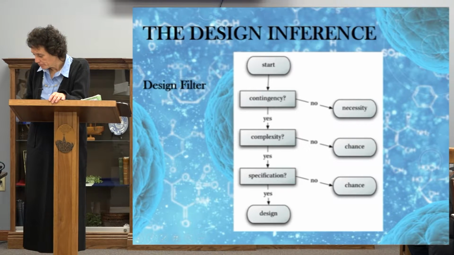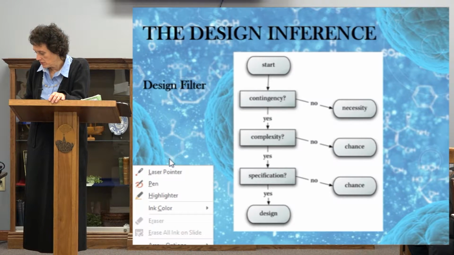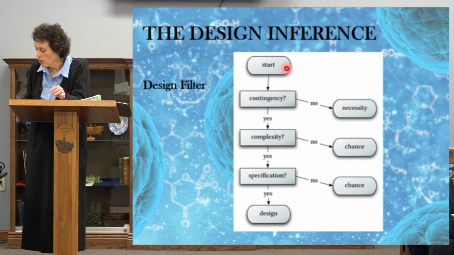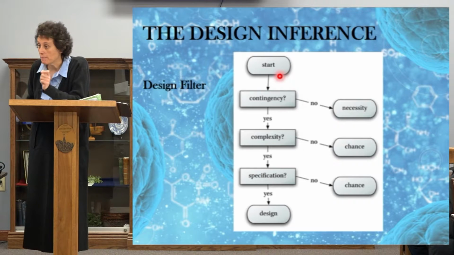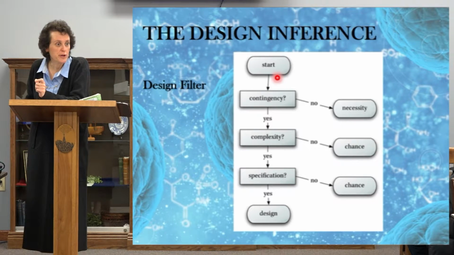All right, so with the design filter, I'm going to get the laser pointer here. When we look at an event in the past, if we're a forensic scientist, or we look at an object that we found as an archaeologist, or if we're a cryptologist looking for a pattern that conveys a message, that's what cryptologists are doing. They're trying to break a code. Oh, DNA, what do we call that? The genetic code. Okay, so we're going to apply it to DNA in a minute.